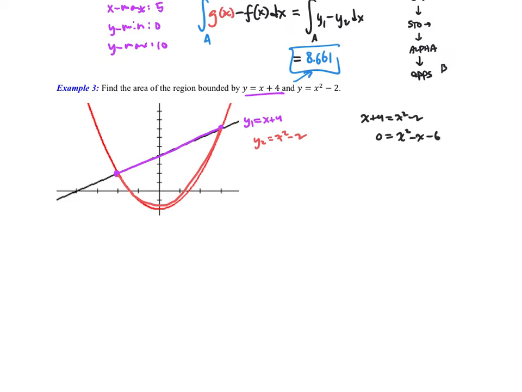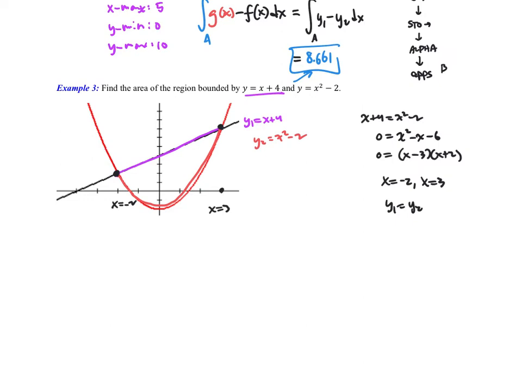Let's see if I did that right. Yes, I did. Now I'm going to factor, so that'll be x minus 3 and x plus 2. You might be able to guess graphically: you can see negative 2 and a positive 3. That would be where the points of intersection are. So at x equals negative 2 and at x equals positive 3, y1 is equal to y2.